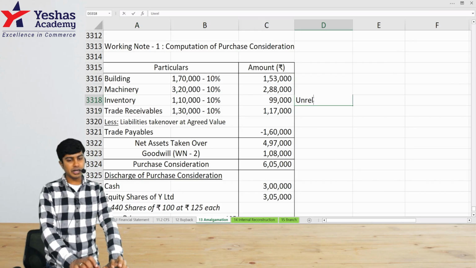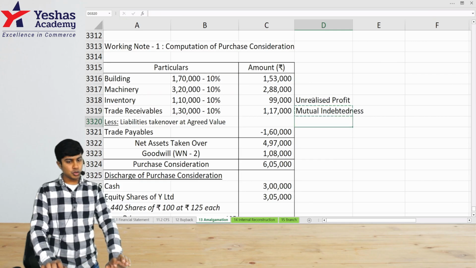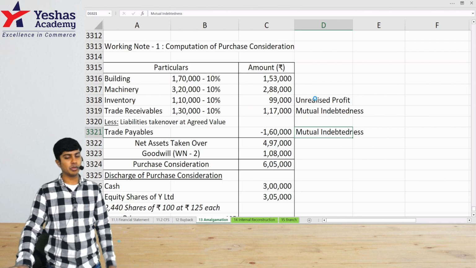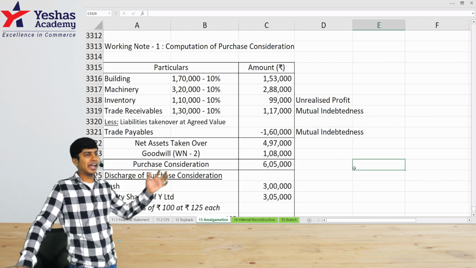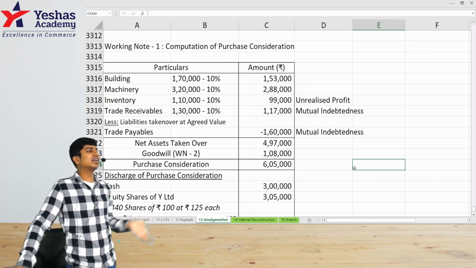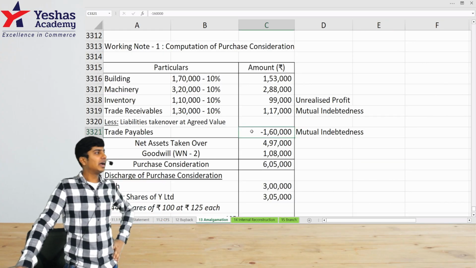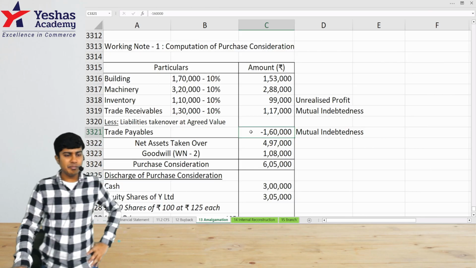Inventory, unrealized profit adjustment is there. This one, mutual indebtedness adjustment is there. And mutual indebtedness is not just for trade receivable. It is there in trade payables. But actually trade receivables of one company, trade payable of the other. But we don't have that information. So when we write this, we need to deduct. I hope you understood. Can we begin?